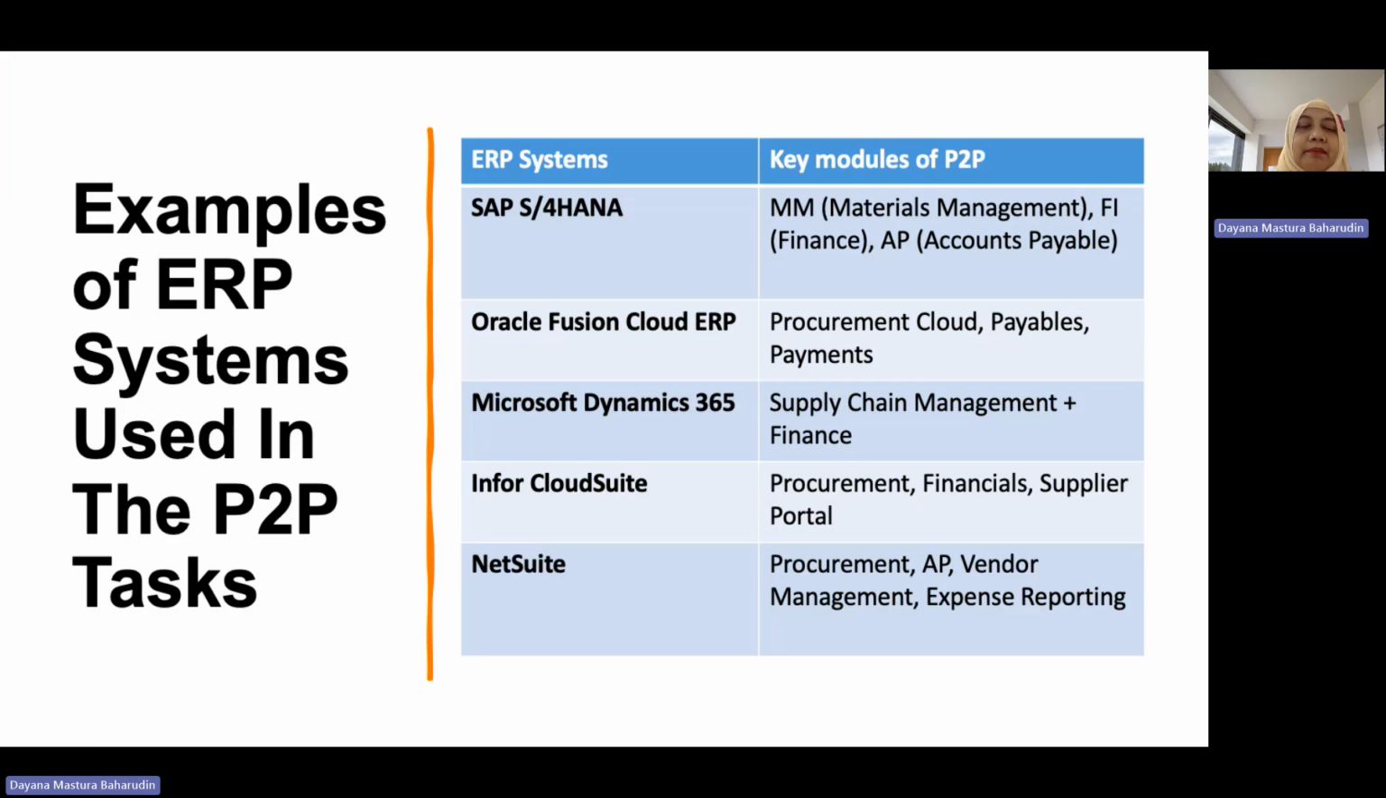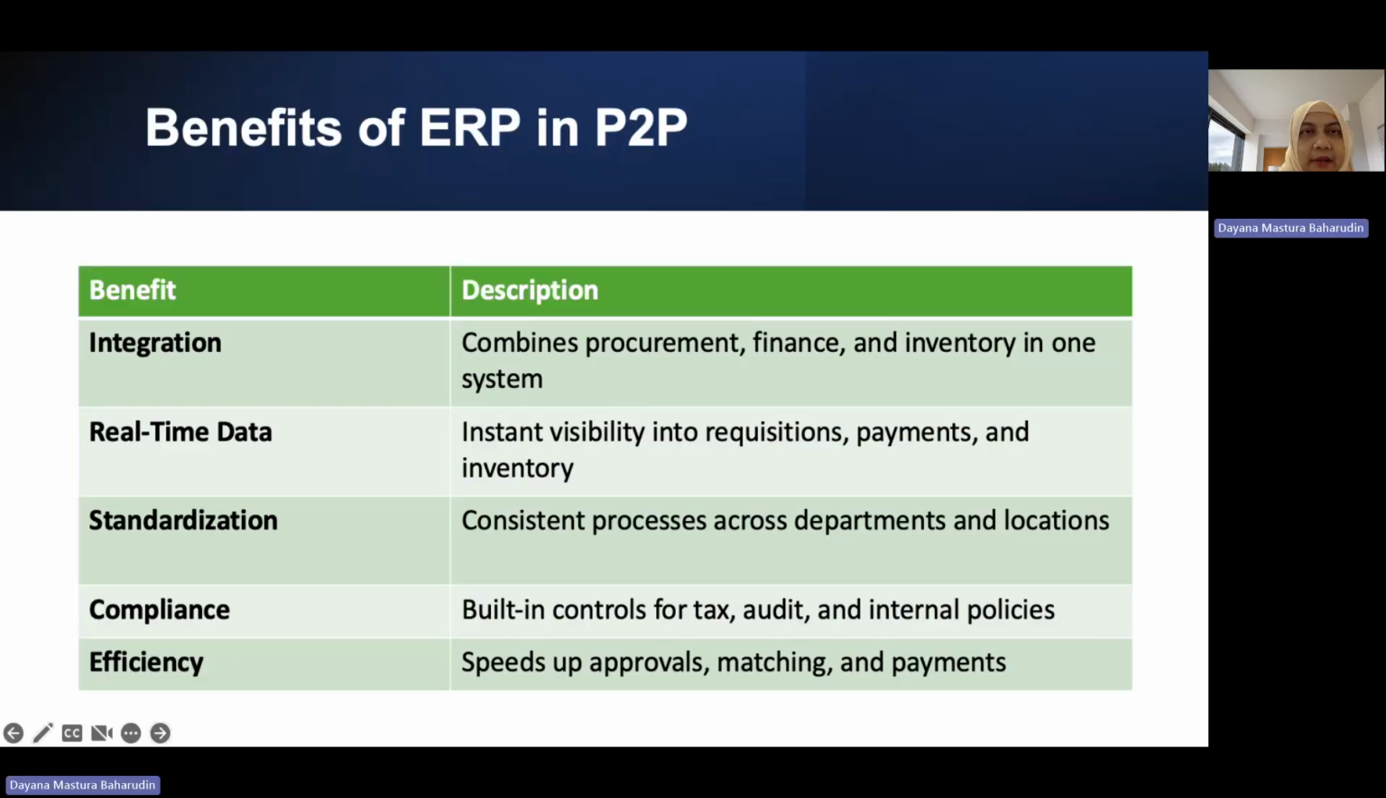So the thing is, the most sought after ERP system, I would say, and that's why it's at the top there, would be SAP S/4HANA. But companies are still using Oracle, and there's nothing wrong with that. It's just that the famous one will be SAP S/4HANA. Okay, now let's have a look at the benefits of ERP in P2P.